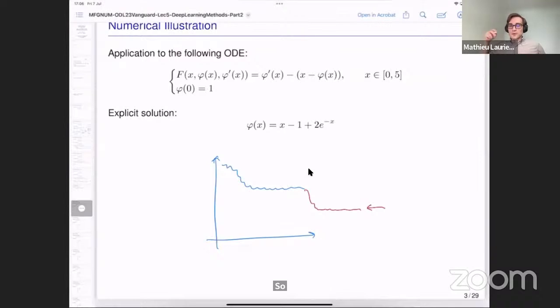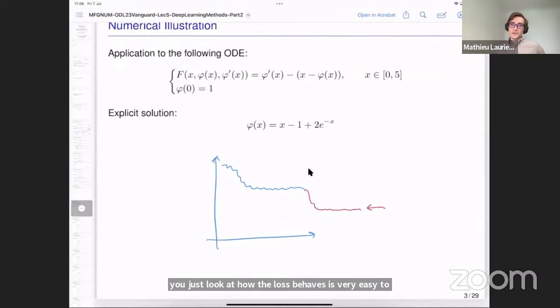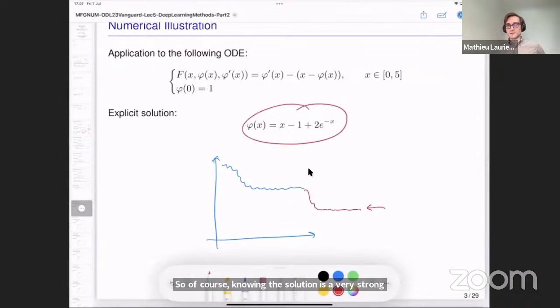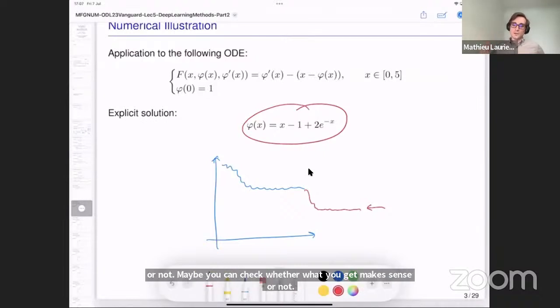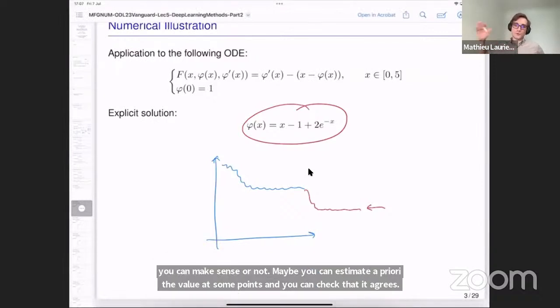If you just look at how the loss behaves, it's very easy to believe you have solved the problem while you didn't. So in general, the loss is not a sufficient indicator. It's really important to have some side information about the problem you try to solve. Of course, knowing the solution is a very strong side information. Okay, it's too much, but it's just for illustration. But in general, when you try to solve a problem, you have some information about the shape of the solution. Maybe you know that it should be convex, concave, increasing, decreasing, or some behavior in some region. And then you can check whether what you get makes sense or not. Maybe you can estimate a priori the value at some points, and you can check that it agrees, etc. And the neural network helps you to solve on the whole domain, for example.